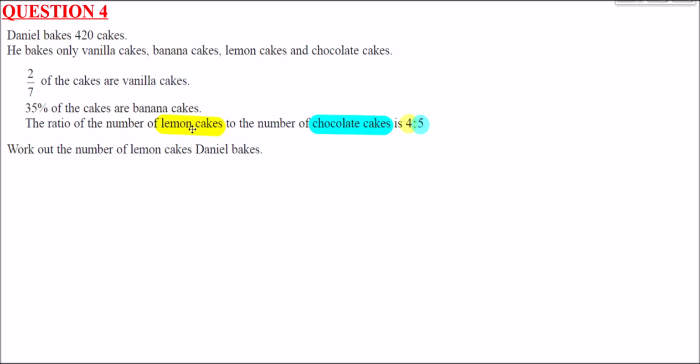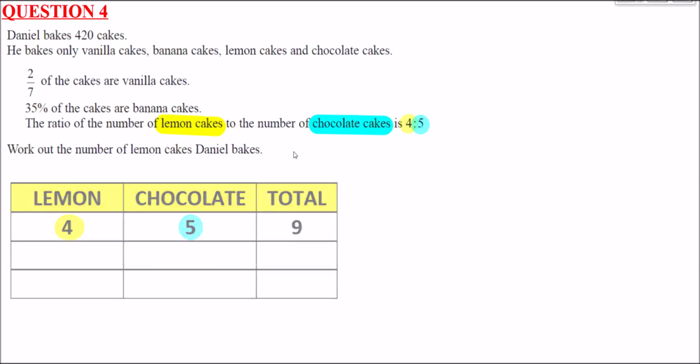So what we need to do first of all is to think about this ratio and see if we can work out the total number of lemon, chocolate, or ideally both. And for ratios, often the best thing to do is to put them into a table of values, something a bit like this.